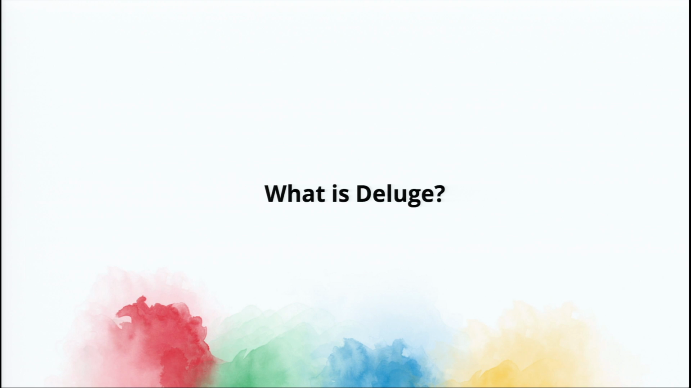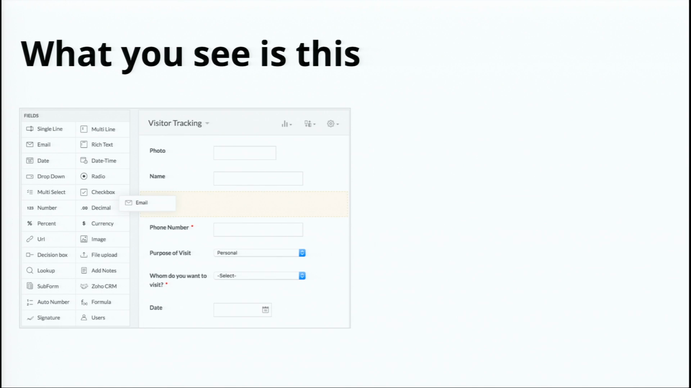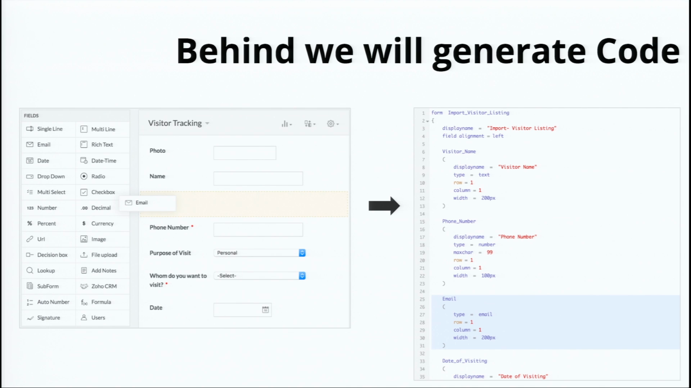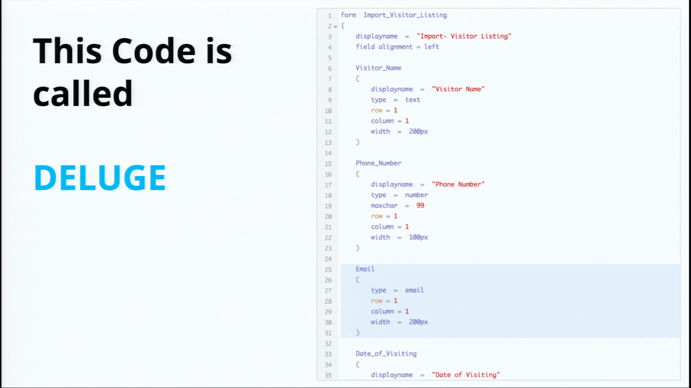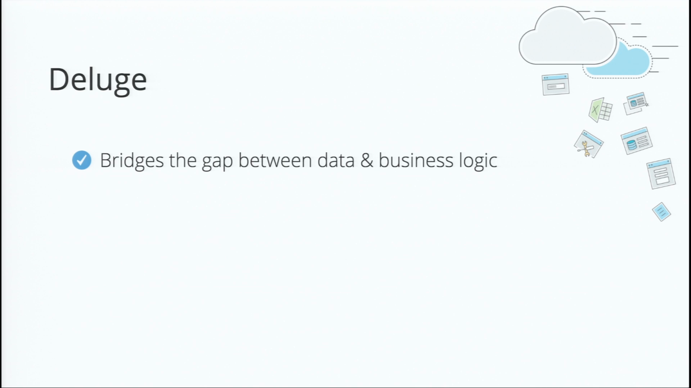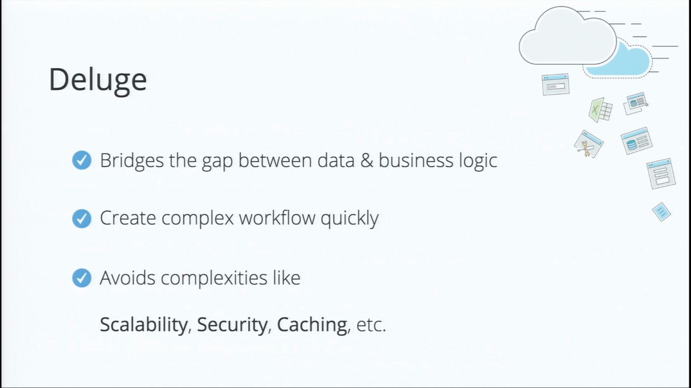To recap what we have seen yesterday. So what you see is this. Typically, when you drag and drop a field, we generate code at the back end, right? So this is what Deluge is all about. And then it helps you do so many other things when you get into the code layer. These are the things I showed yesterday: it bridges the gap between the business logic and the data, creates complex workflows with ease, and avoids complexities, right? So this is the set we saw yesterday.